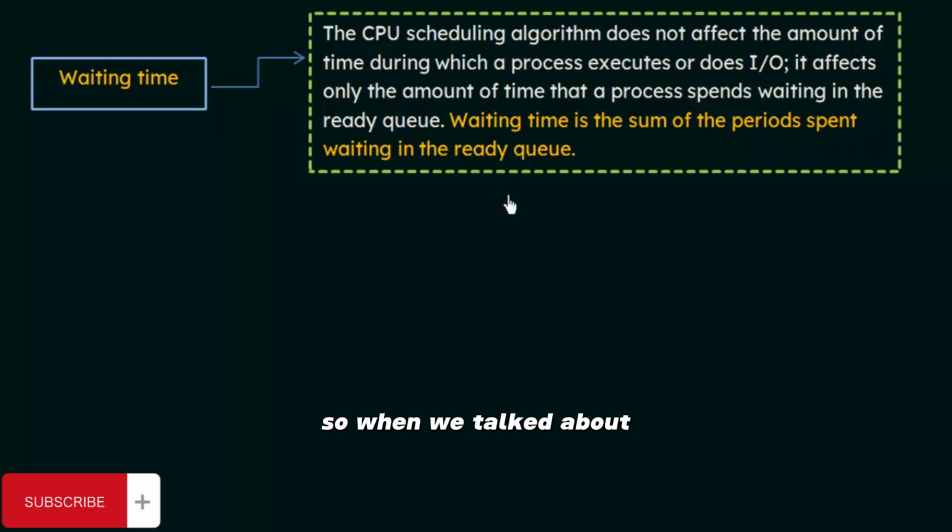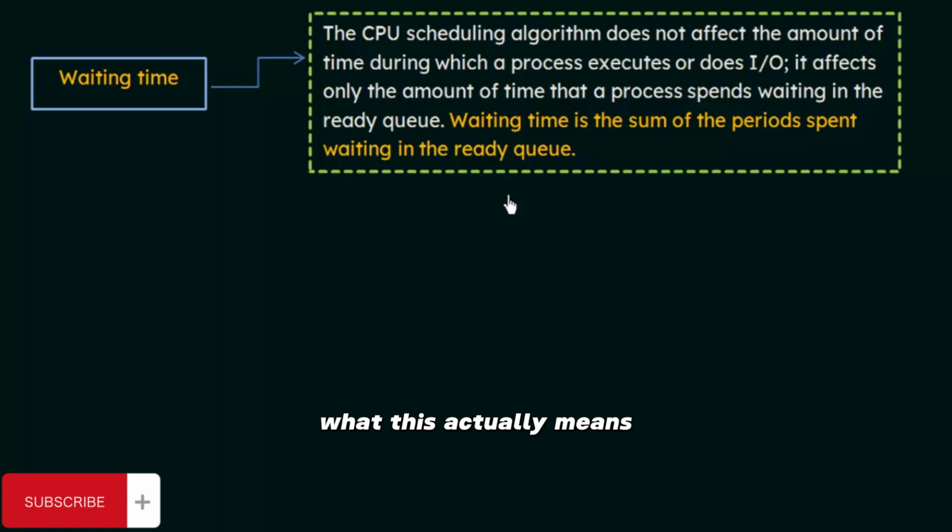So when we talked about the different states of processes, we know that a process can have different states, like the ready state, or the executing state, or the waiting state. So the waiting state is the time when the process is either waiting for the CPU, or when it is waiting for some input-output operation to be complete. So that is the waiting time of a particular process.